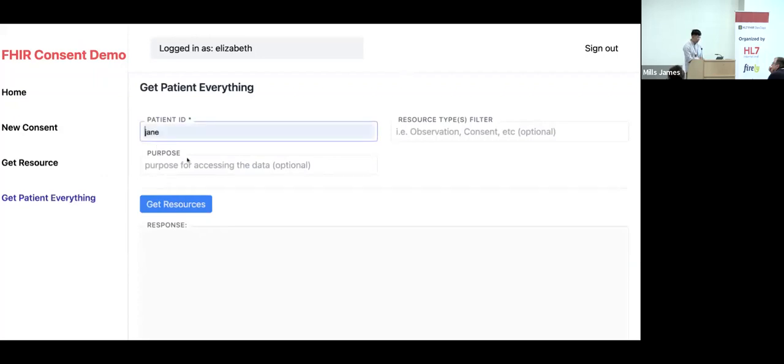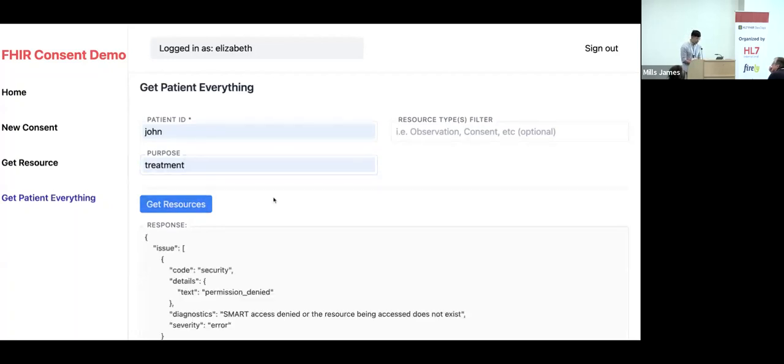Let's get John's information. You'll notice I have some empty fields here where I can filter the type of resources and I can specify a purpose for which I'm getting that information. For the purpose, again, let's put treatment. Since I'm the provider, I'm getting the blood pressure for treatment purposes. And then I'll grab those resources. Sorry, I put treat instead of treatment.